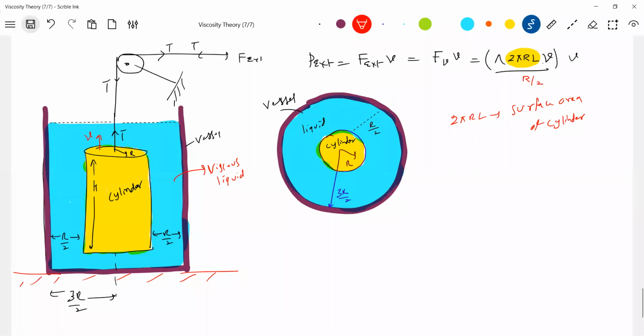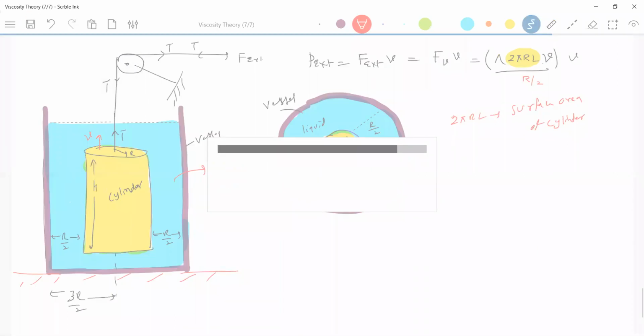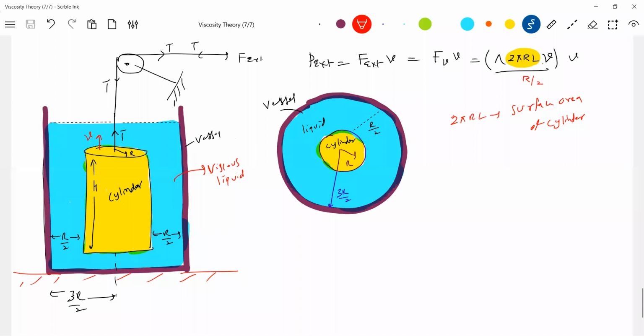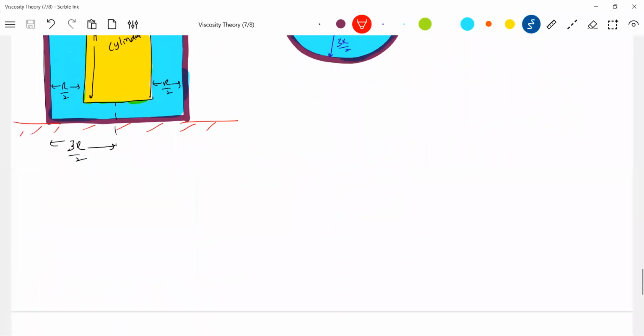So definitely it's not that easy. We should be very careful about where the liquid is in contact with the surface of a solid. That surface area has to be kept in the formula here. Eta A dV. And what is this R by 2? The perpendicular distance of the solid surface from the vessel has to be calculated. So in different problems, the distance R by 2 and 2 pi RL, based on the body and the situation, will be different. Okay, let me use one more, Stokes' law. We'll discuss this also.